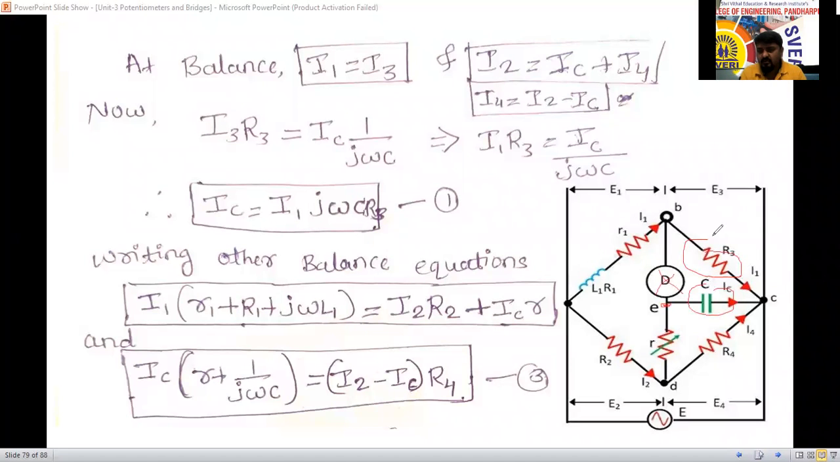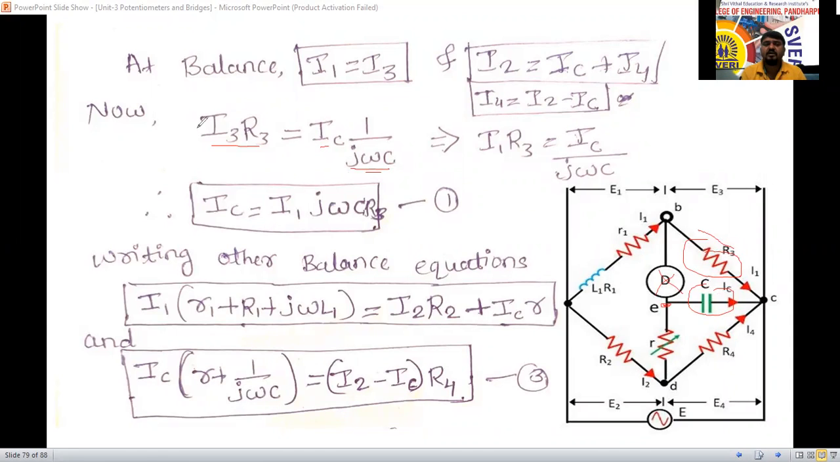Which current? I1 R3. We can write I1 R3 here, no? See, this is I1 equal to I3. We can use I1 R3 equal to what is this one? Voltage drop across this one is nothing but IC divided by 1 by j omega C, you can write like this: IC into 1 by j omega C. Yes or no? Voltage drop across this, voltage drop across this.